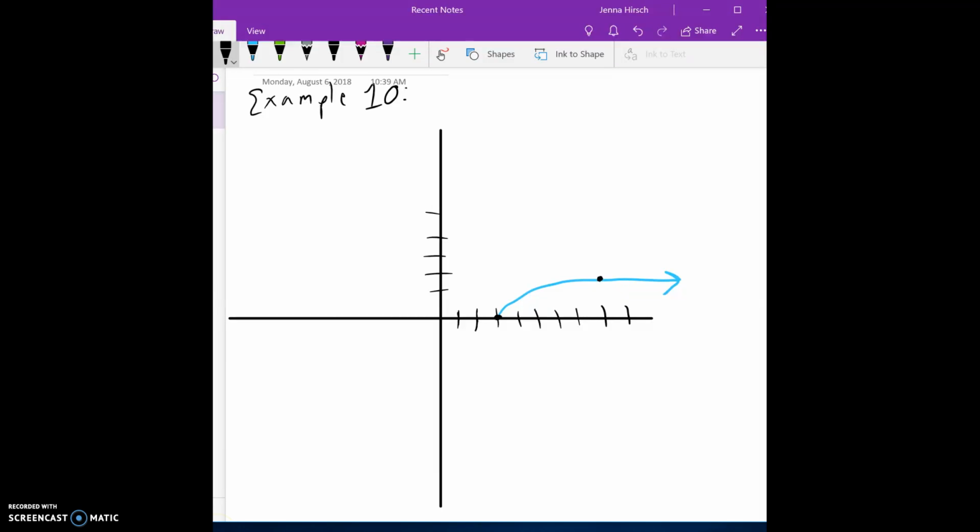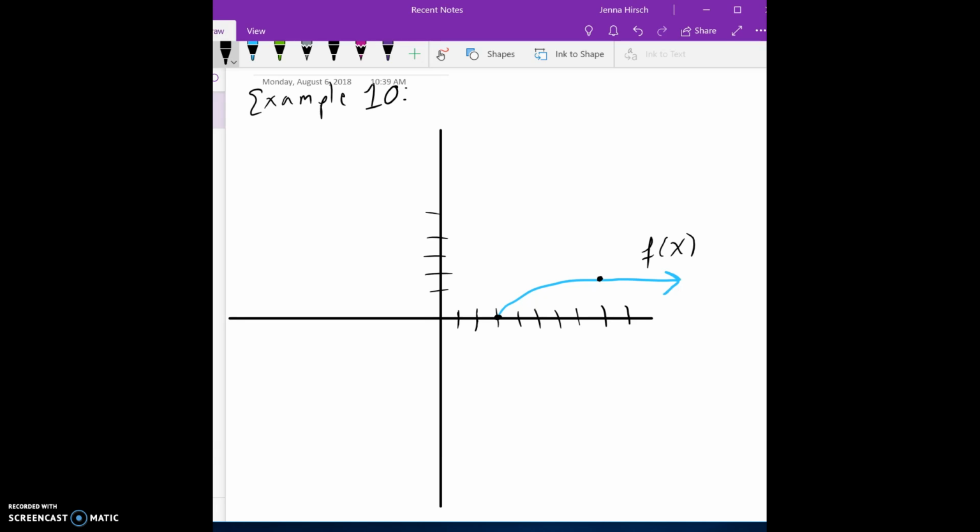In example number 10, let's talk about how we can graphically find the inverse of a function, assuming that we know what the picture of the function looks like. So over here in blue, we're going to call that our function f of x. And our function f of x looks like the square root function that's been shifted to the right 3 units. And I want to talk about how we can find the graph of the inverse of this function.